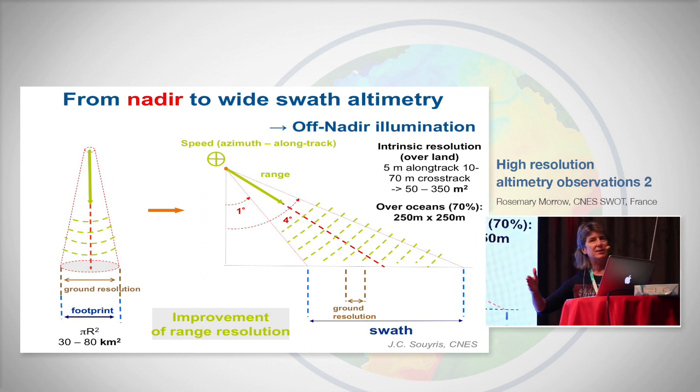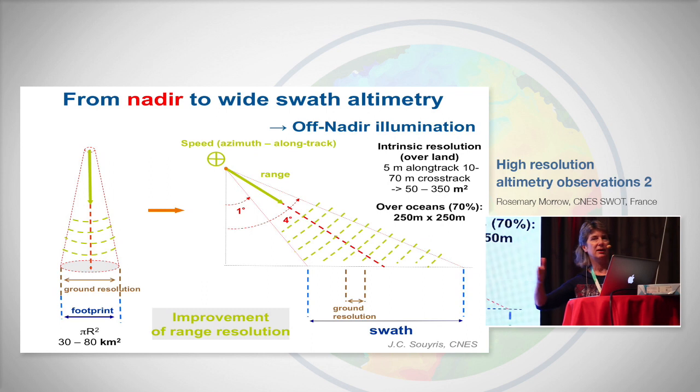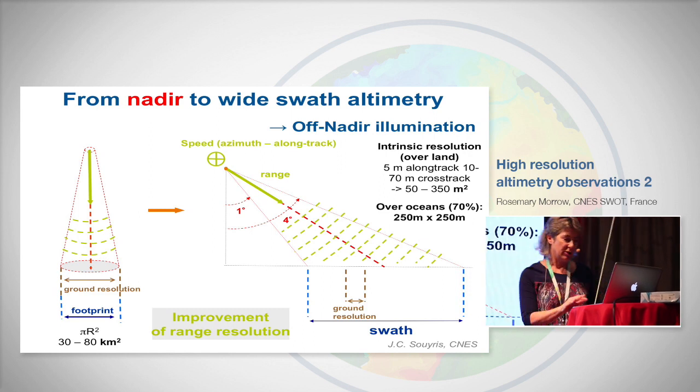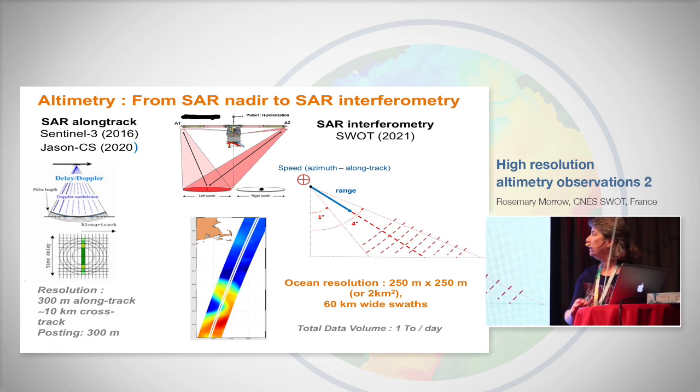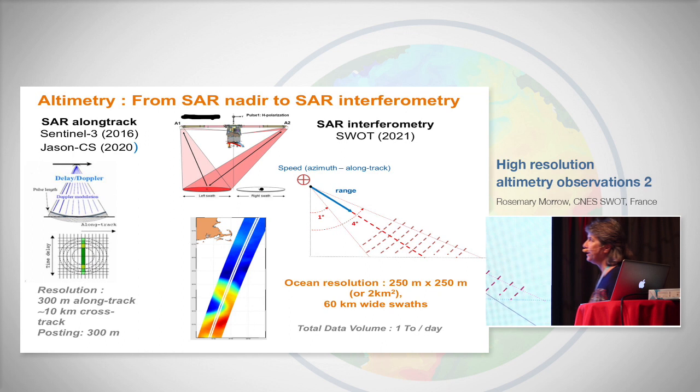And there's SAR processing from the movement of the satellite along track. So we get very fine resolution along track from the SAR processing, very fine resolution cross track from the interferometric processing. And so just to reinforce that, with the averaging on board, we get a data volume of 1 terabyte per day.